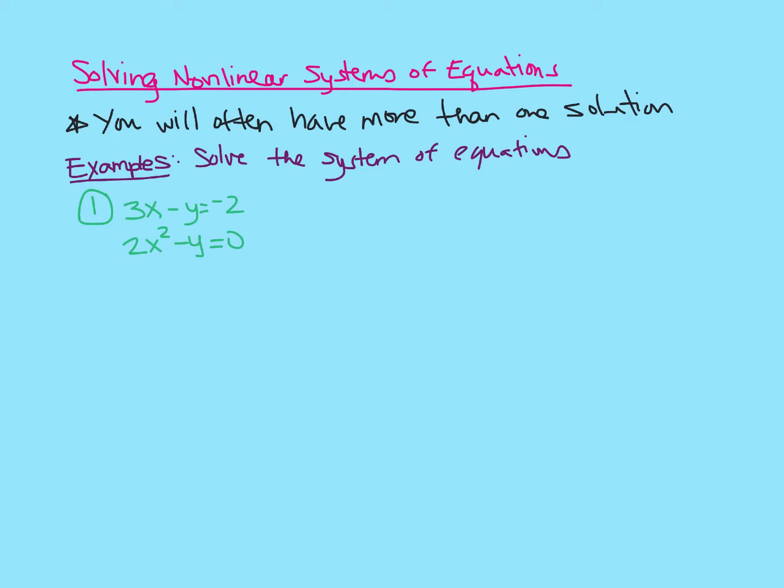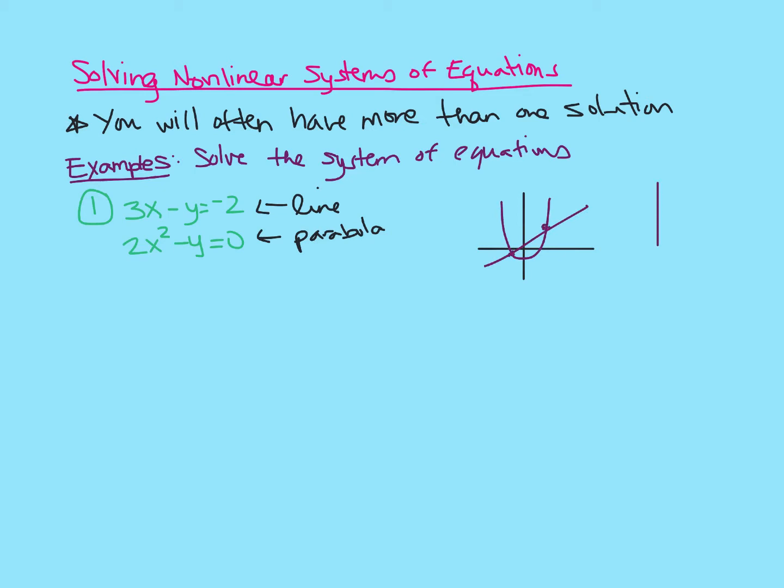So my first example, I have the top equation is a line and the bottom equation is a parabola. I think it's really important that you know what they look like because that will tell you how many solutions you can have. So let's think about what this would look like. If you had a line and a parabola, you have a few options. You can have something like this, where you have two intersection points.